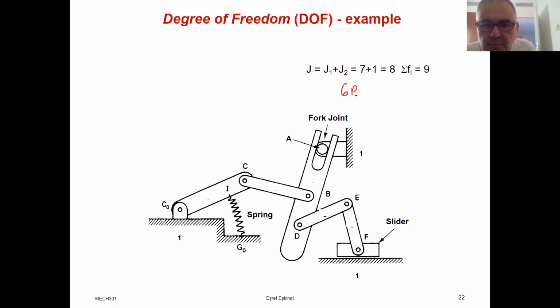Six revolute plus one prismatic plus one cylindrical. So you have eight joints. But the degrees of freedom of each: these have a degree of freedom of one, this has a degree of freedom of two. So the degree of freedom of total joints is 9, because this has a degree of freedom of 2.